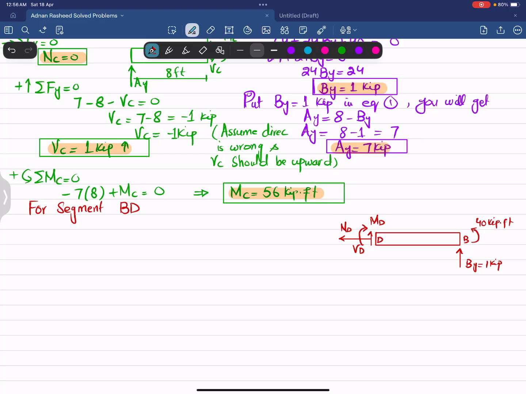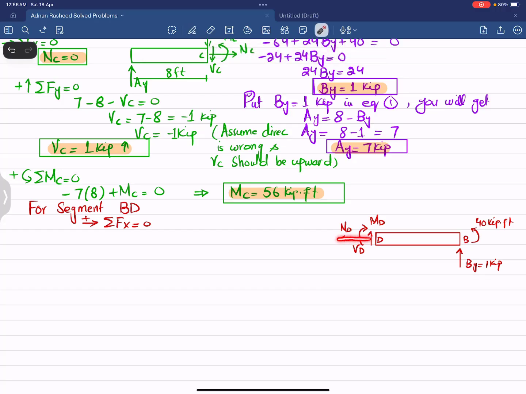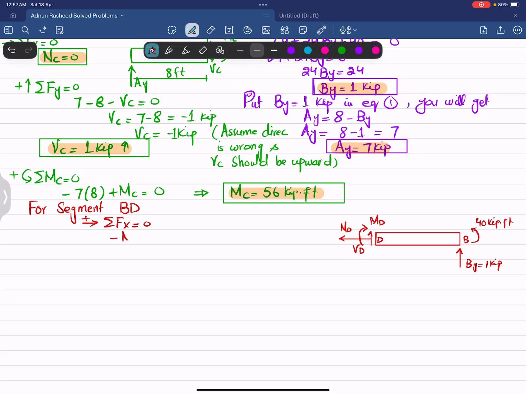Now we'll find this one by one. For the first one, we will apply the equation of equilibrium, that the sum of all forces along the x direction must be equal to 0, and force toward the right is positive. So only one normal force, the horizontal normal force, is acting opposite to the positive axis, and there is no other load. So it means that minus ND is equal to 0. From here, we will get ND is equal to 0.